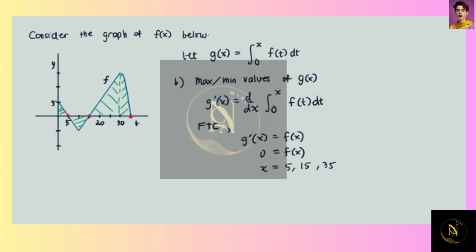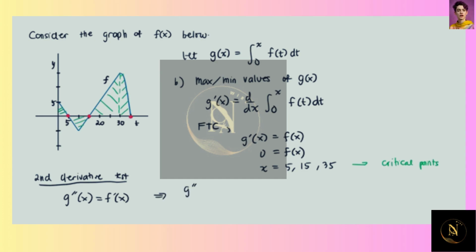Next, we want to use the second derivative test. Note, by the way, that these are our critical points. Now, applying the second derivative test, the first step will be to get the second derivative of g. So g double prime of x is equal to f prime of x. And at the critical points, we have g double prime of 5, which is equal to f prime of 5.